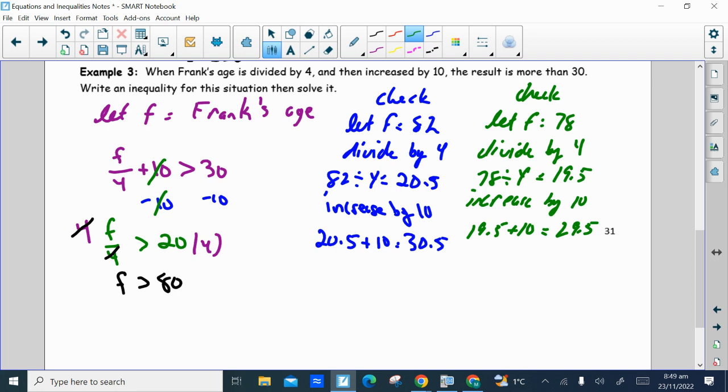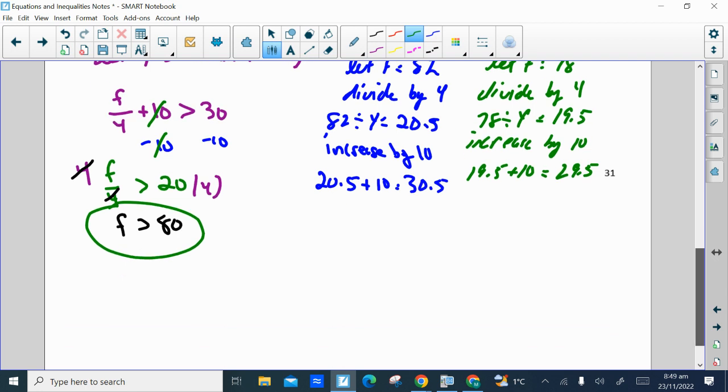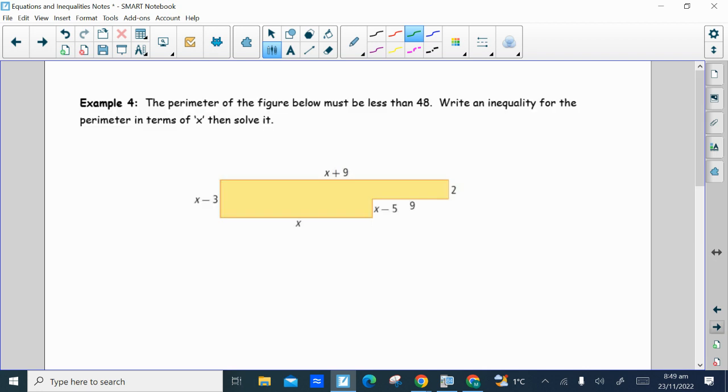Okay? So this just shows us that our solution is correct. When we chose a number greater than 80, we got a result greater than 30. If we chose a number less than 80, we didn't get a result greater than 30. So again, this just shows us that our solution is correct. It can be any number greater than 80 and it'll work.